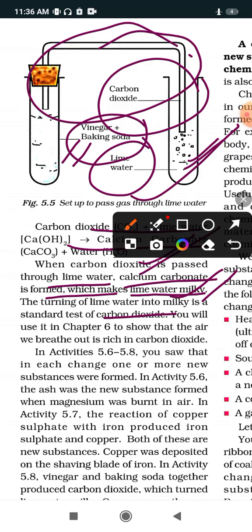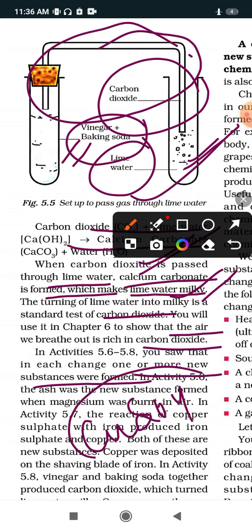हमने चैप्टर 6 में देखा था कि एयर वी ब्रीद आउट इज रिच इन कार्बन डाइऑक्साइड. In activity 5.6 and 5.8 you saw that in each change one or more new substances form. हमने देखा था क्या हुआ था? कैल्शियम कॉपर सल्फेट से हमें आयरन सल्फेट मिला था डिस्प्लेस होके. क्लियर? सो सभी एक्सरसाइज में हमने न्यू सब्सटेंस का फॉर्मेशन देखा था.